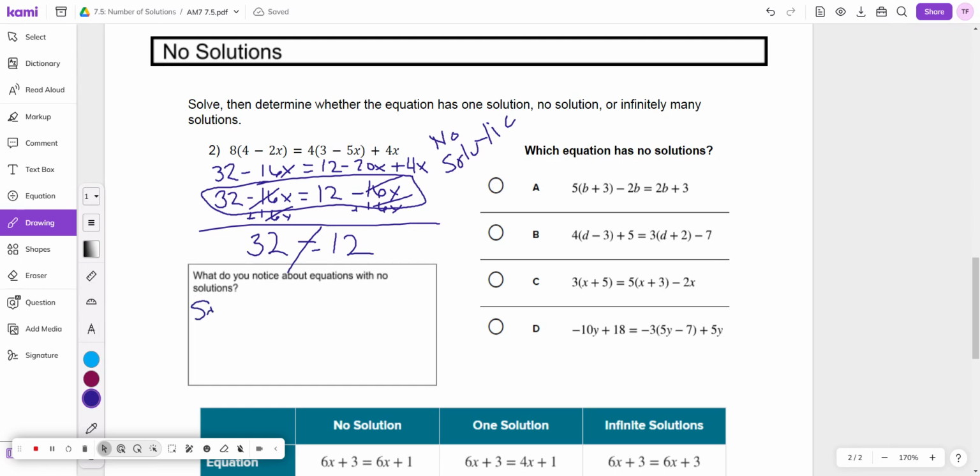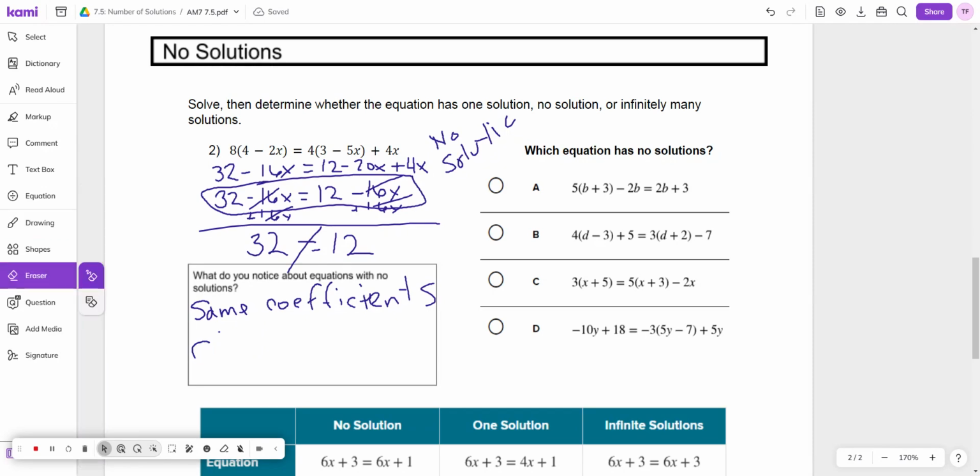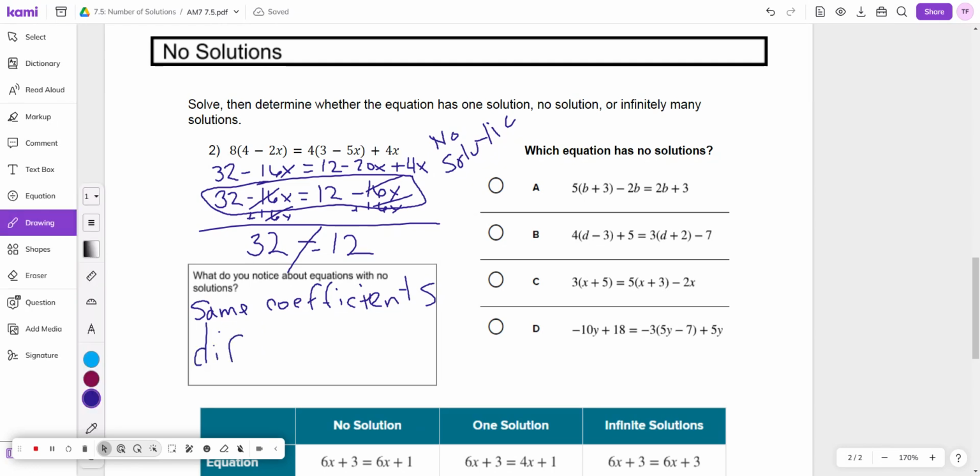So same coefficients, but different constants.